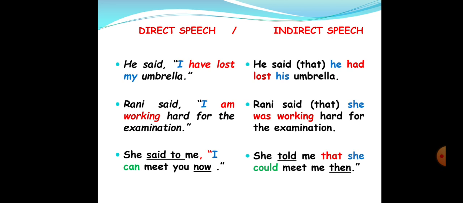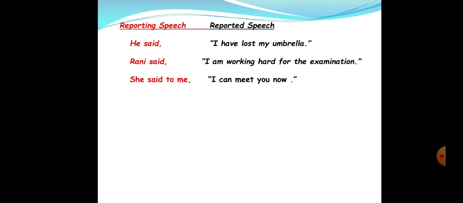Another example, Rani said, "I am working hard for the examination." In indirect speech it becomes, Rani said that she was working hard for the examination. Next example, she said to me, "I can meet you now." This becomes, she told me that she could meet me then.